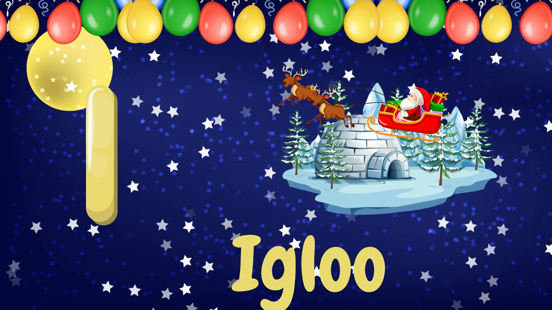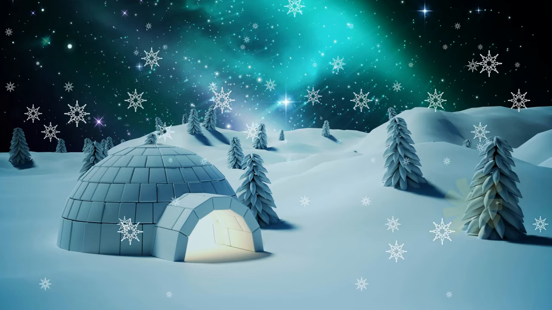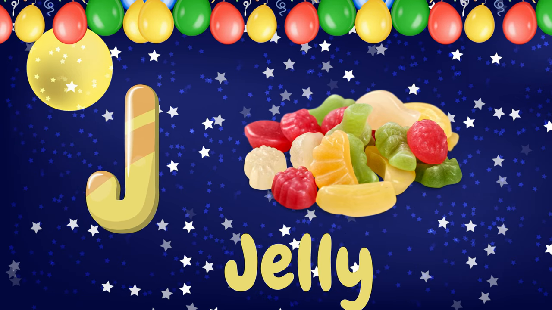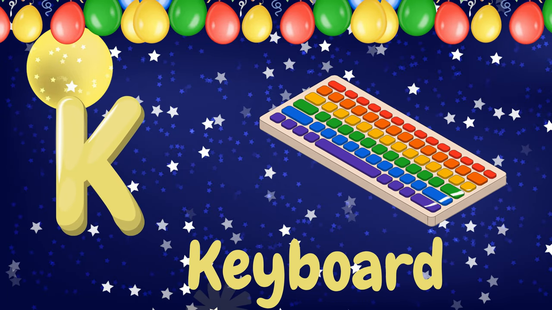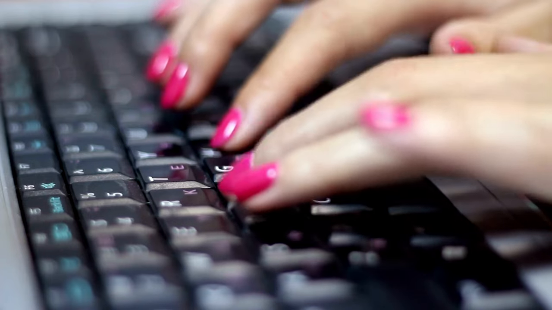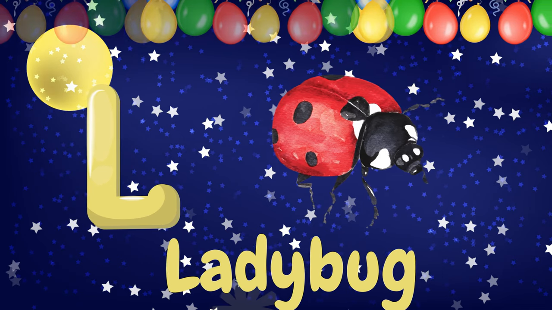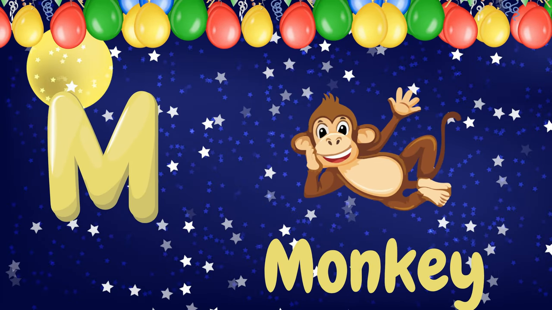I is for igloo. I, i, i, igloo. J is for jelly. J, j, j, jelly. K is for keyboard. K, k, k, keyboard. L is for ladybug. L, l, l, ladybug. M is for monkey. M, m, m, monkey.